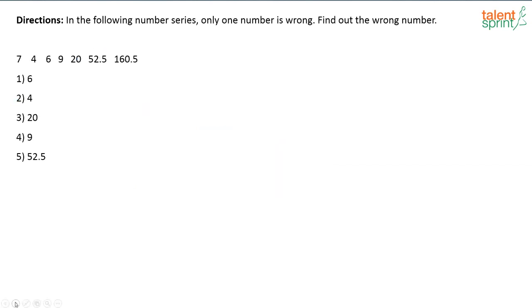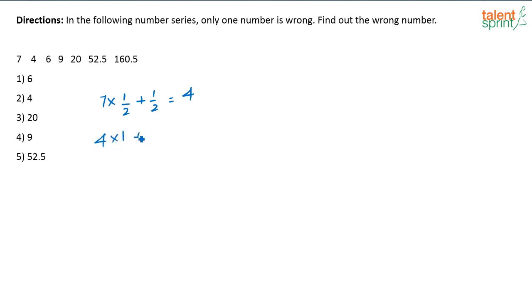Try this. 7, 4, 6, 9, 20, 52.5, 160.5. Find the wrong number. Okay, so this is a fairly easy one compared to the previous one. So what is the logic that is used here? You have 7, 4, 6, 9, 20, 52.5, 160.5. So see, 7 into half plus half, right? That is 4.